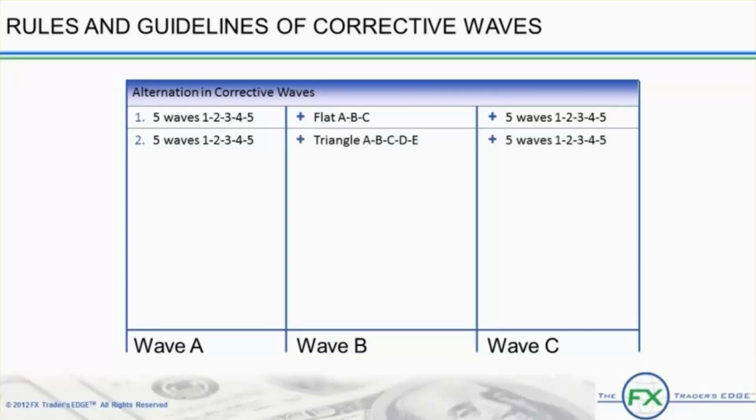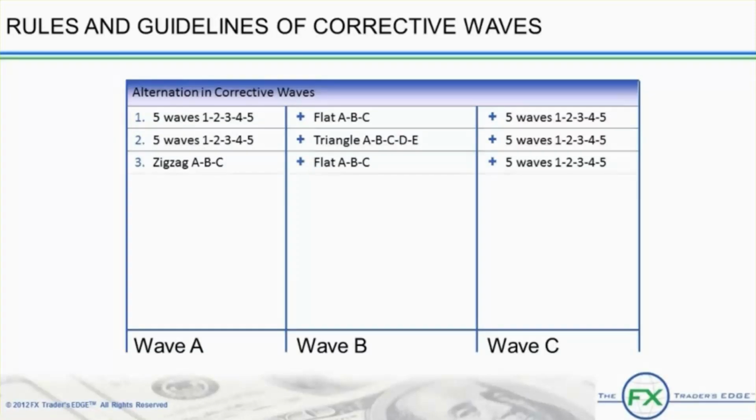Example 3 is a little bit more complex. A forms an ABC zigzag, so in itself, it looks like the correction is done, right? ABC 5-3-5 correction, it looks done. One would expect at this point for wave 5 to follow. But what you see instead is another correction in the form of an ABC flat. That forms the B, followed by the 5-wave C leg.